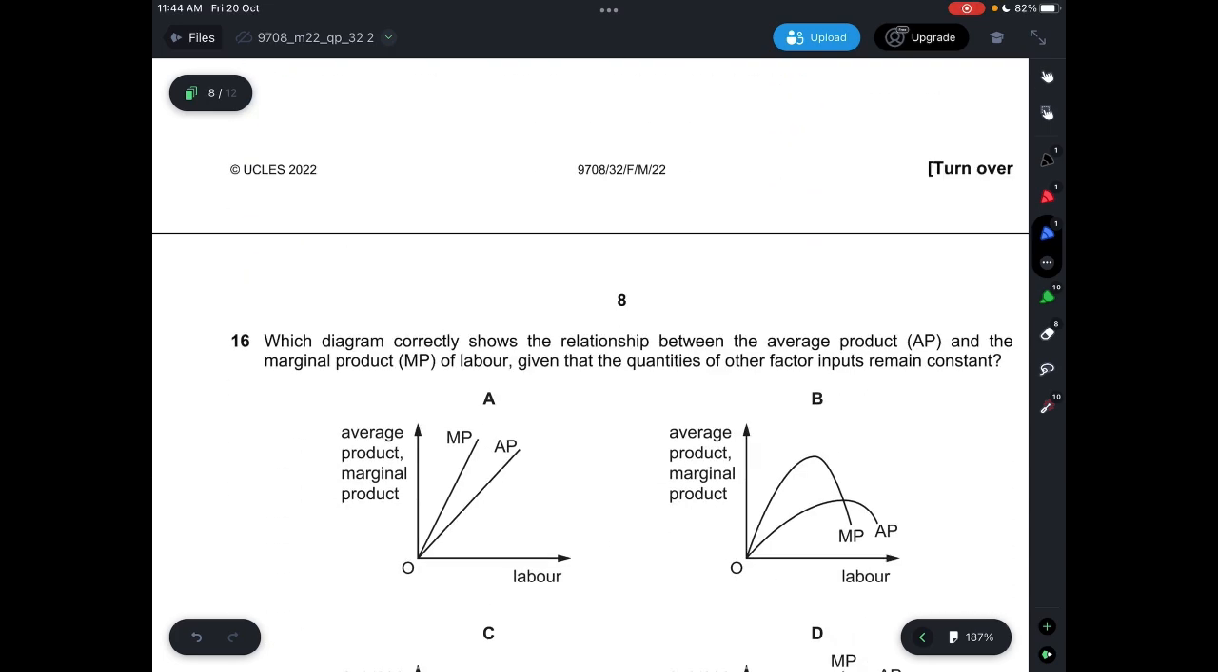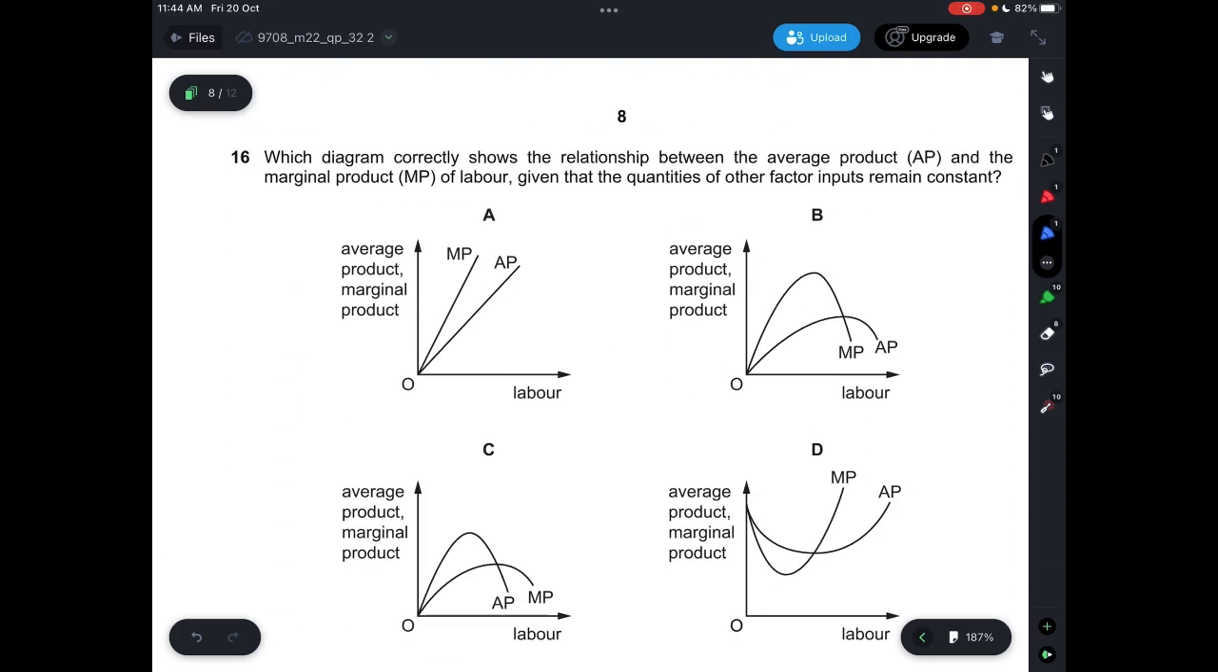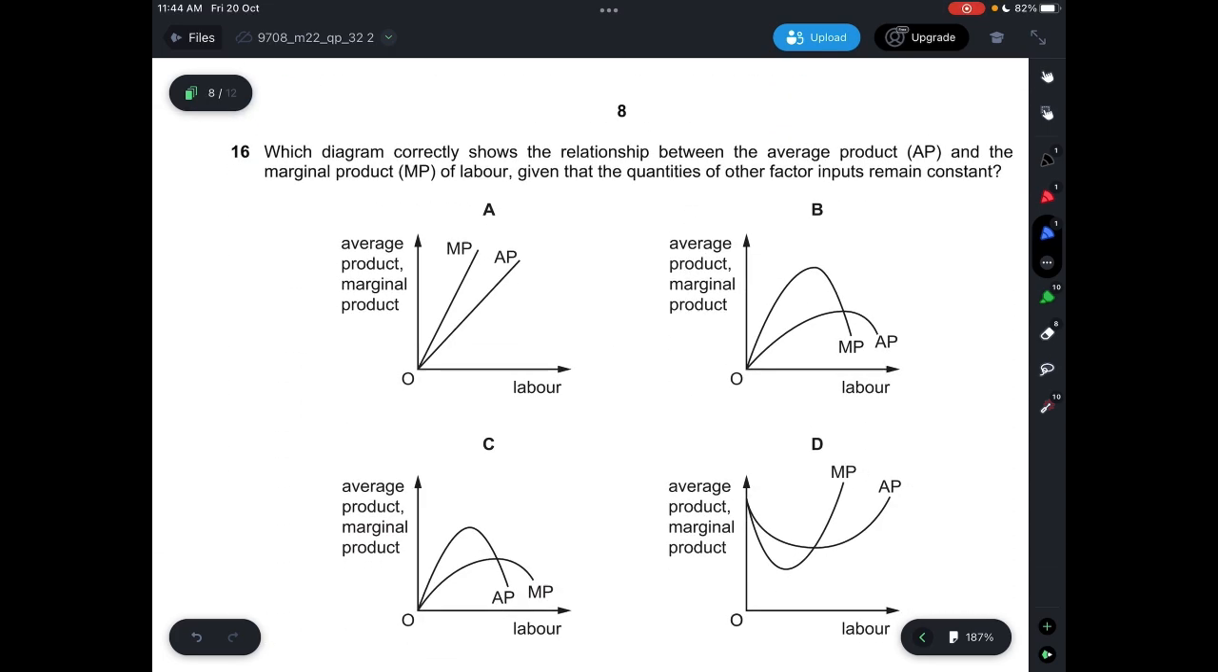Alright. Question 16. Which diagram correctly shows the relationship between the average product and the marginal product, given that the quantities of other factor inputs remain constant? Okay, you need to remember that your average product and your marginal product will only increase to a certain extent and then decrease. Therefore, A and D are definitely out of the question. So let's look at C and B.